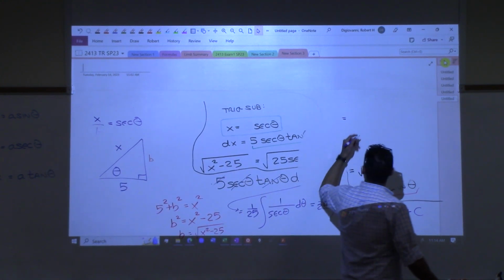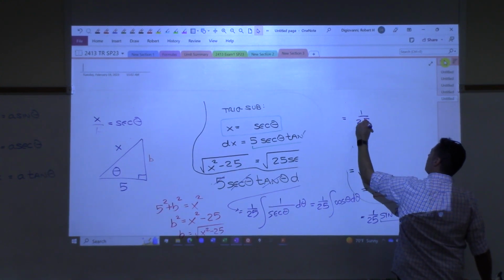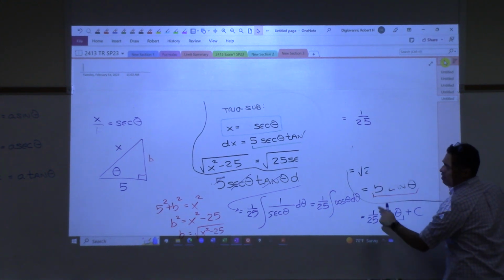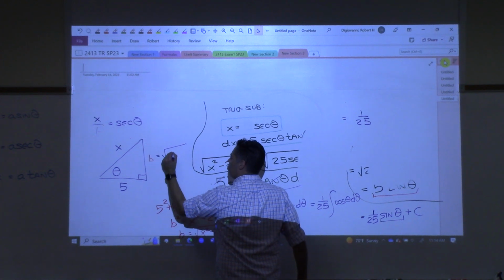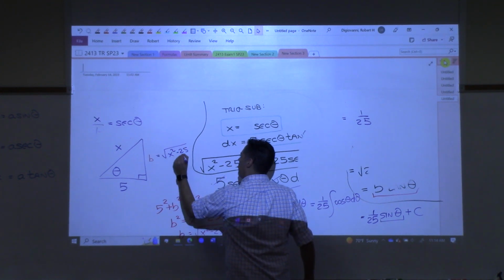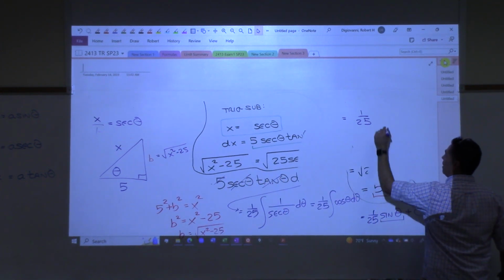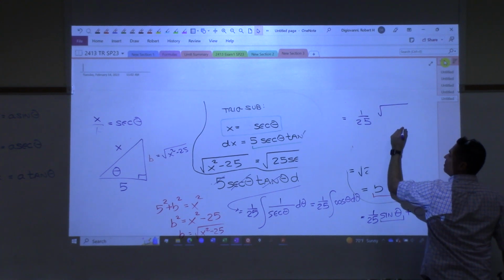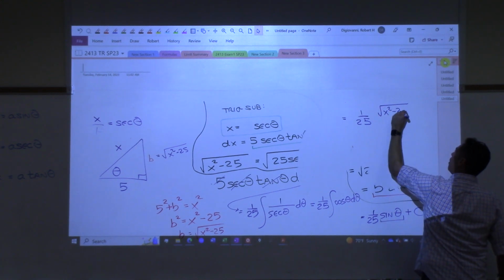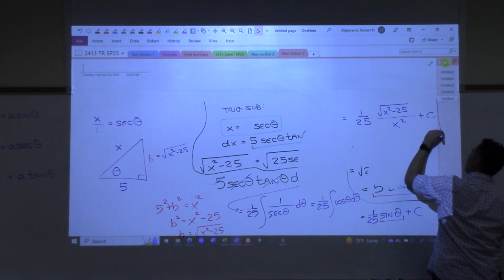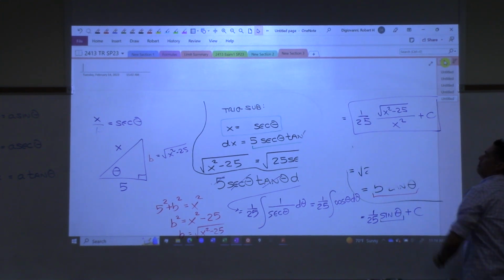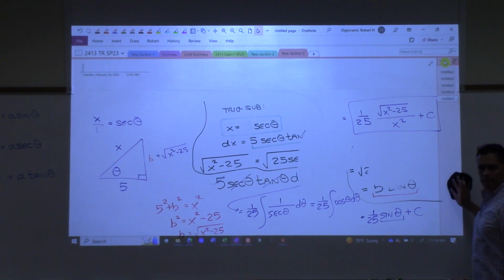Yeah, no problem. All right, so we have 1 over 25, right? And then sine theta off of my triangle. I never put this side here. This side was the square root of x squared minus 25, right? So sine would be that opposite side, this, over x squared, right? Plus c, box it up. That's my answer.